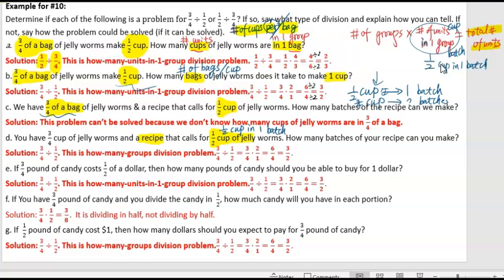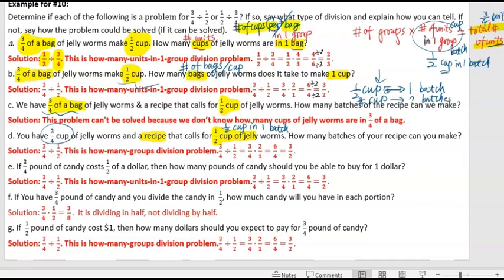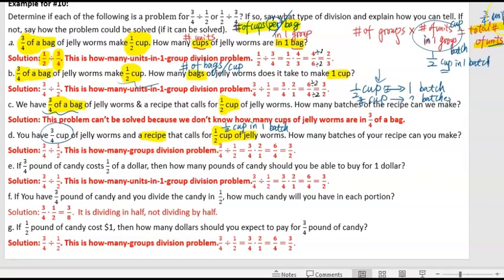So now we're going to get the total number of the other number given, it's 3/4 cup. Remember, cup is the units, so that tells us 3/4 cup is the total number of units we know. So we're going to take 3/4 cup divided by the number of units. That's going to tell us the answer, the number of groups.